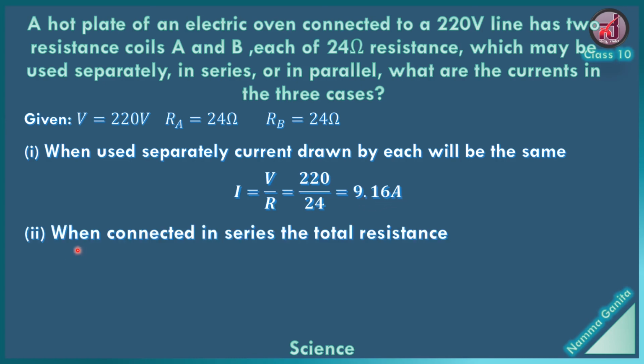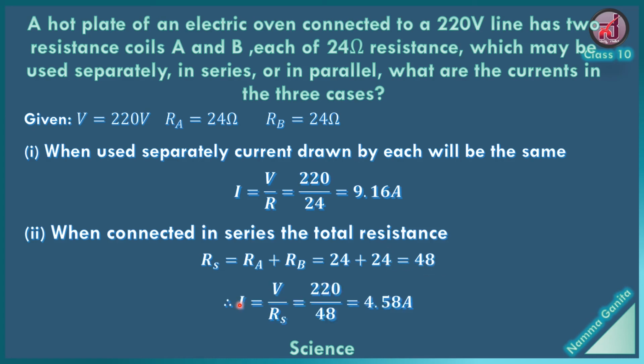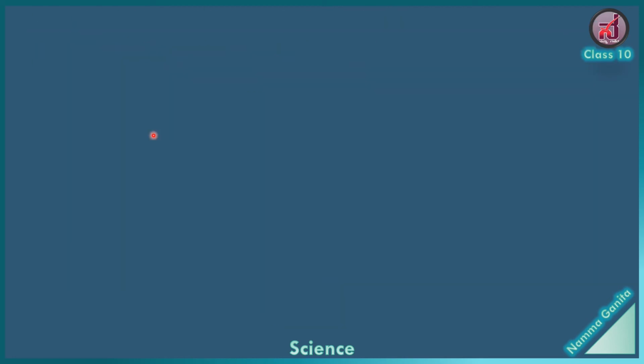Consider the second case. When connected in series, we have to find the total resistance here. RS is equal to RA plus RB. RA is 24 ohm, RB also 24 ohm. 24 plus 24, that is equal to 48 ohm. Therefore, I is equal to V by RS, that is equal to 220 divided by 48, that is equal to 4.58 ampere.